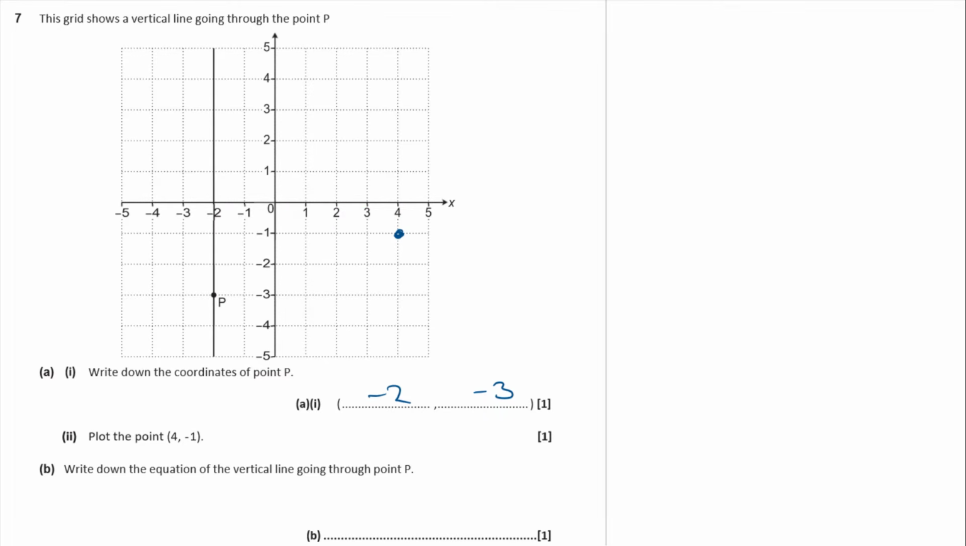Finally, write down the equation of the vertical line going through the point P. So any vertical line has the equation x is equal to, and what it's equal to is that value where it passes through the x-axis. In this case, it passes through it at -2. So this is the line x equals -2.